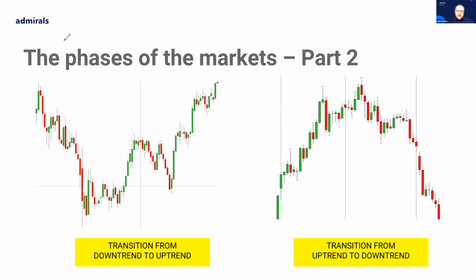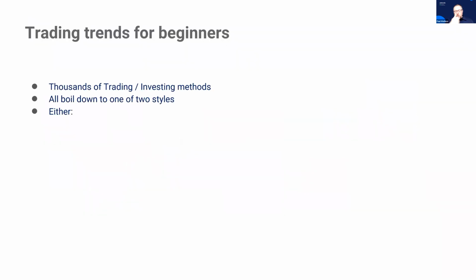So those are the phases of the markets. And as I said, for a new beginner, if you can get good at identifying which phase the market's in, it gives you a little bit of a starting point from which to work. Once you've identified the market environment, you're going to look and say, well, what trading method should I use? Or, is that market reflective of my preferred trading method?